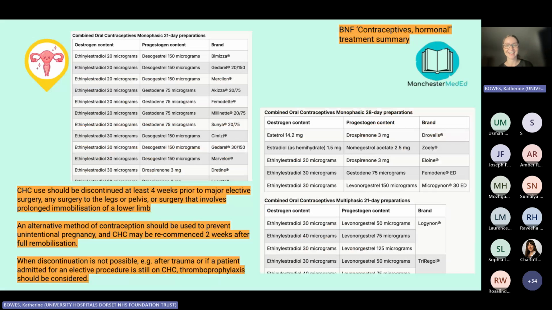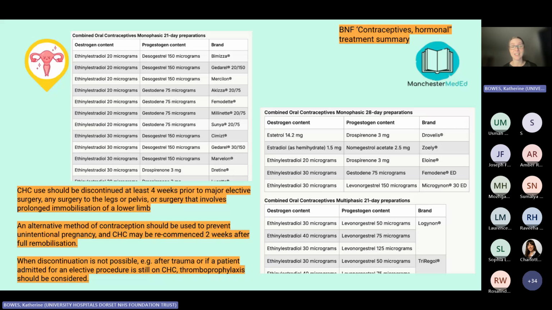This slide is to try and show you how to utilize the BNF when you're prescribing combined oral contraceptives, because I think it can be quite complicated. There are lots of different brand names. They contain different amounts of hormones. So I would search the treatment summary contraceptives hormonal, which is in the top right-hand corner of the slide, and you can go from there.